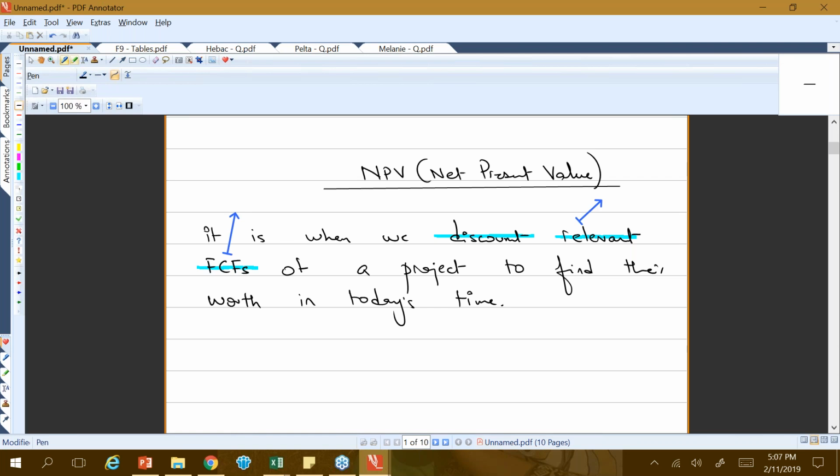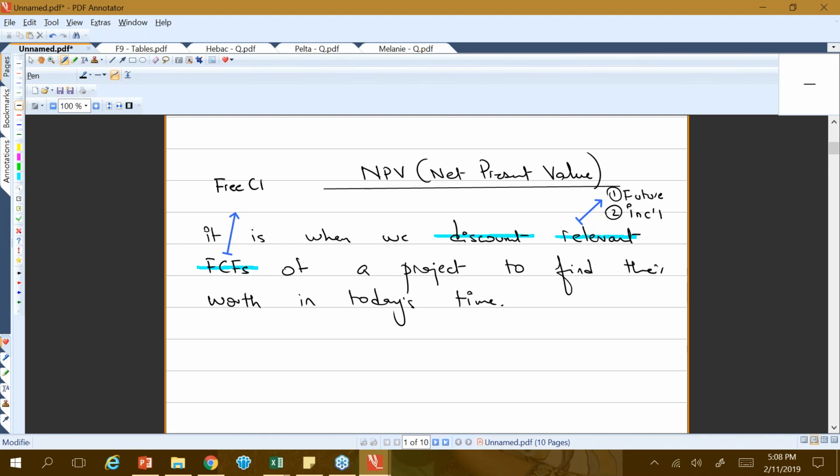Now, a relevant cash flow is a cash flow which is future and which is incremental. So a relevant cash flow is a future cash flow and an incremental cash flow. The word incremental here means that it is a cash flow which is caused by the project. So any cash flow caused by the project is incremental. For example, I'm doing a project and I want to rent some space. Now that rent which I'll pay for this space for this project is incremental.